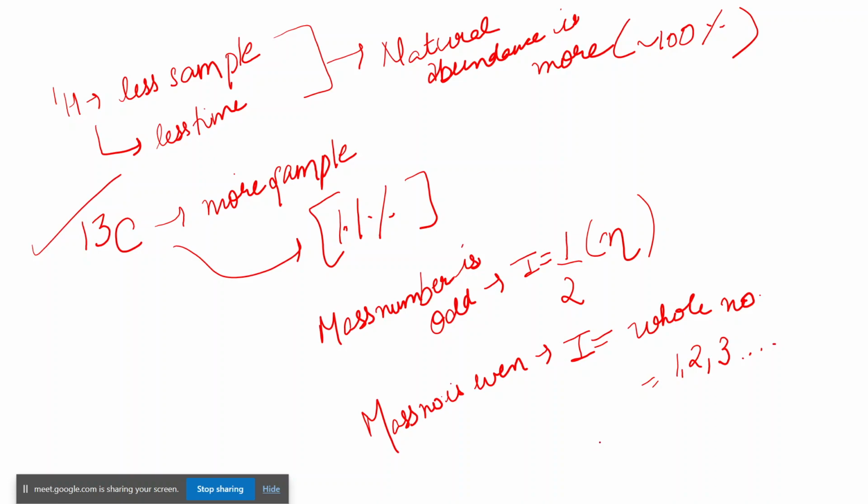Suppose you are taking the example of 14N. Now your mass number is even as it is 14. That's why the I value, if you calculate, is 1. Now if you look at 11B, boron, your mass number is odd. So that's why for boron it's 3/2. Your n value is 3. If you put 3 into half, it's 3/2. Is it clear? Yes, ma'am. Okay.